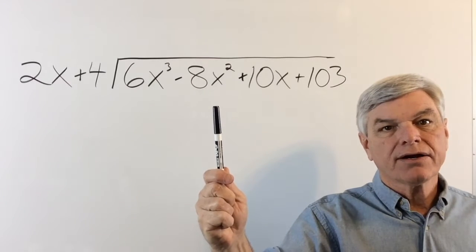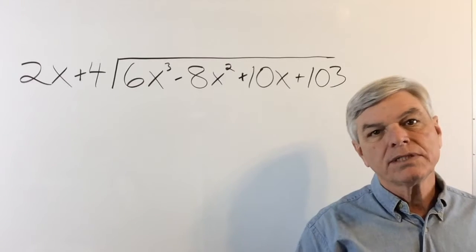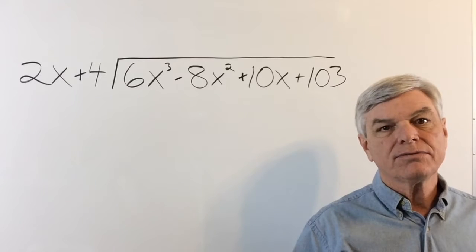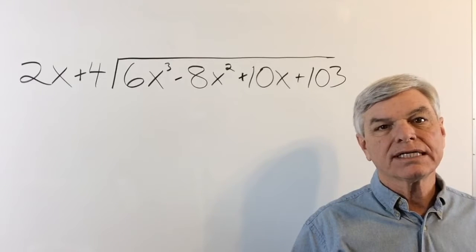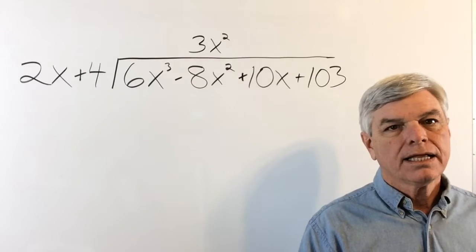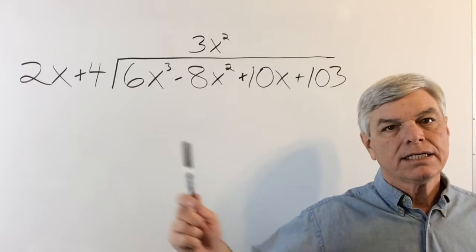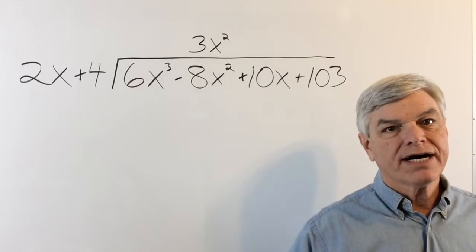We're going to start here in the x squared column. So x squared times x is going to give us the x cubed. And what times 2 is going to give us 6? That's right, 3x squared. So let's multiply that out times both terms in the divisor.